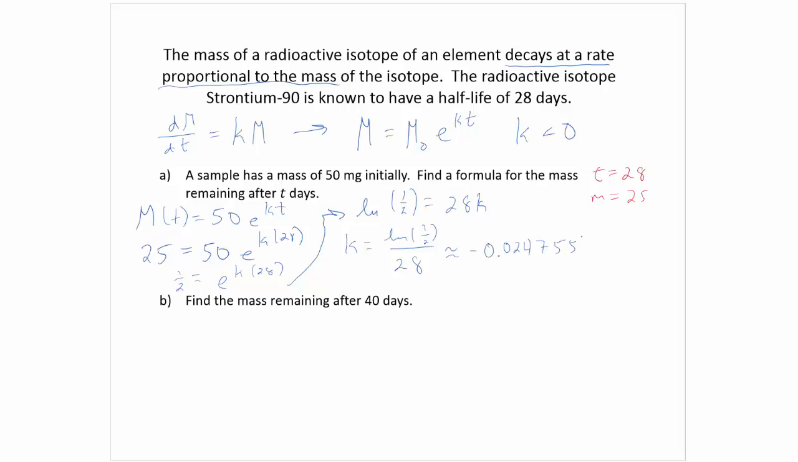So then putting that together, our model is that the mass at some time t, where t is in days, is equal to the initial mass, which is 50, e to the negative 0.024755 t.